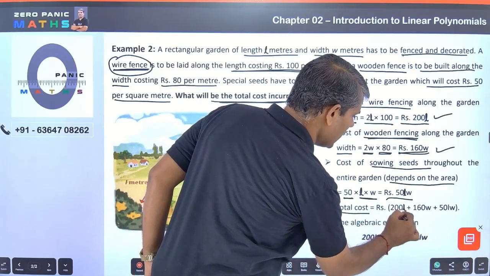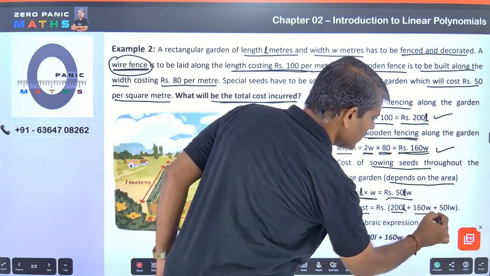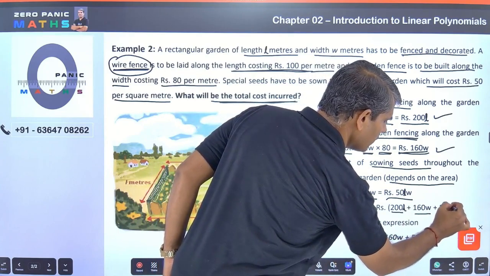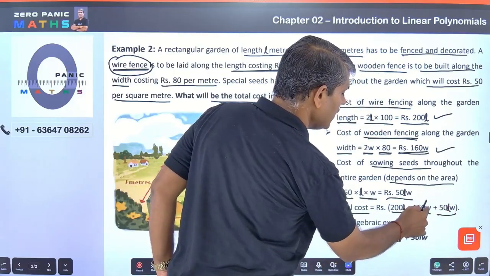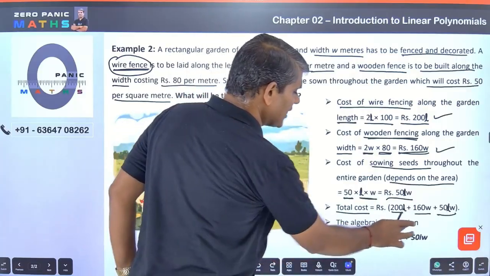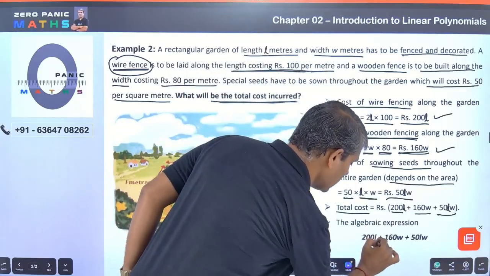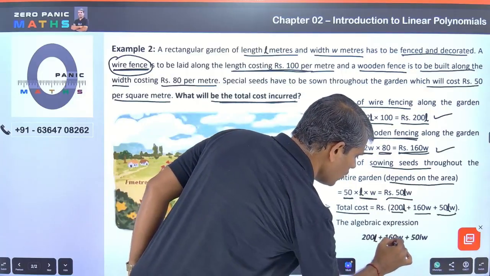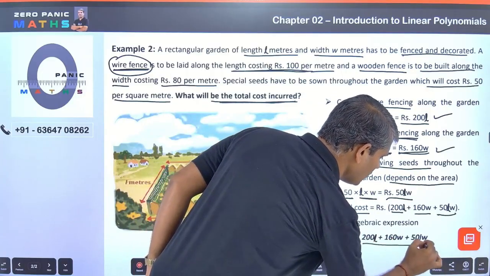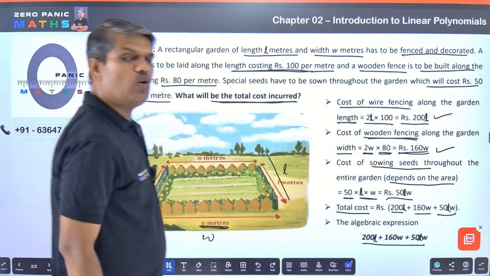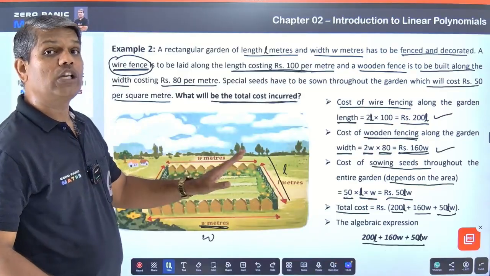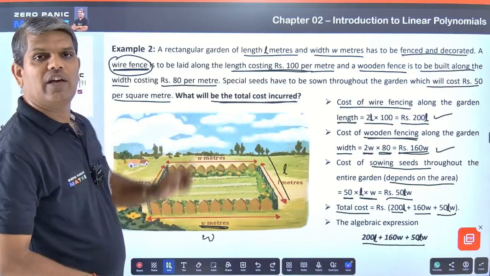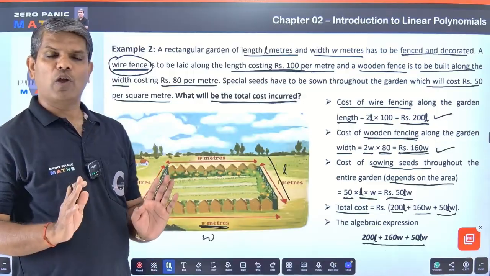So total cost is the sum of all these three, and that is total cost equal to rupees 200 times length, 160 times width, and 50 times length into width. So the algebraic expression is 200L plus 160 width plus 50 length into width, and that represents the total cost that is required in the problem. Okay, hope you understood this clearly.